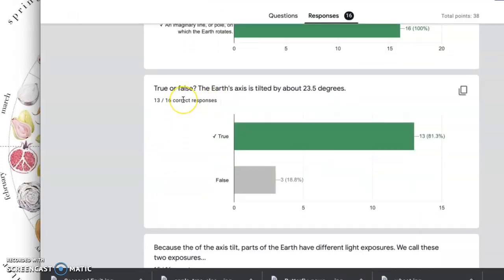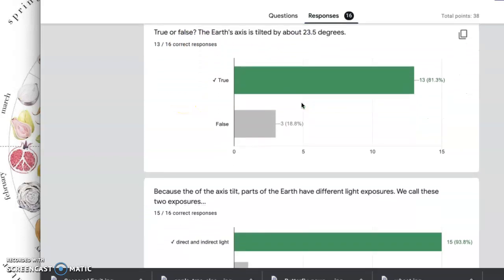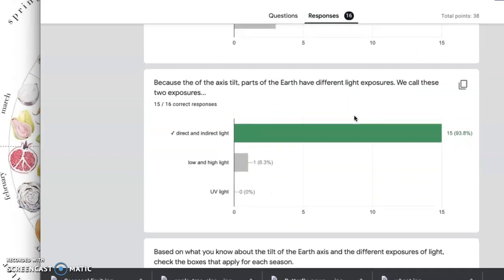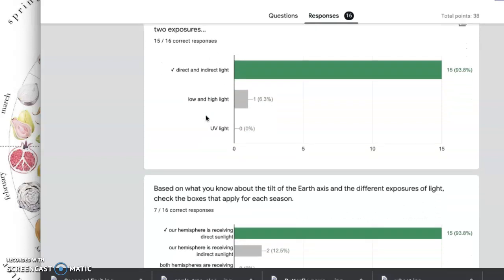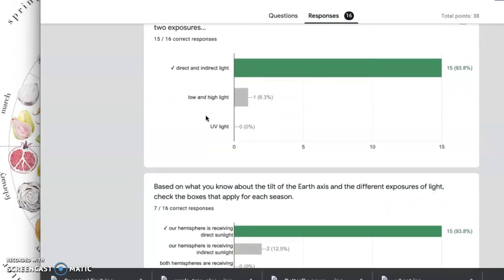And true or false, the Earth's axis is tilted by about 23.5 degrees. That is true, as you've seen in the image I just brought up. Because of the axis's tilt, parts of the Earth have different light exposures. We call these two exposures direct and indirect sunlight. So most of you got that right. Good job.